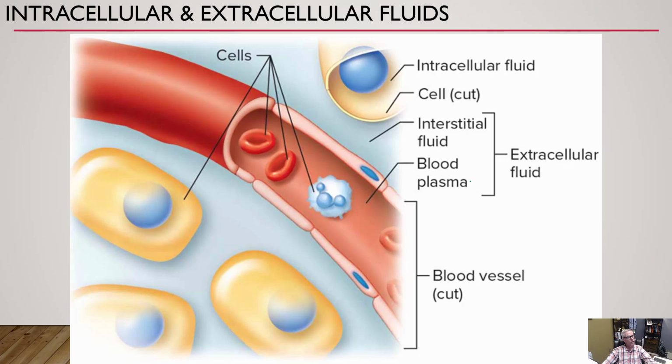So we have cells. Basically, any fluid that is inside of a cell is called intracellular fluid. Any fluid that is not inside of a cell is called extracellular fluid. So this fluid right here would be extracellular fluid. This fluid right here is extracellular fluid. The fluid that is in your bloodstream is extracellular fluid.